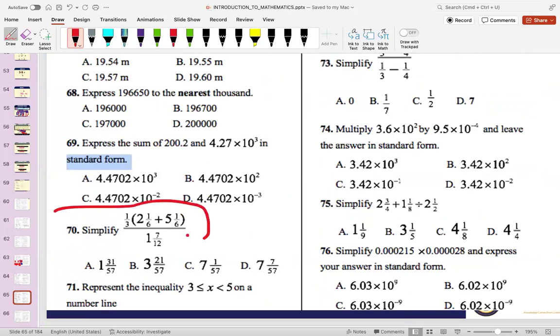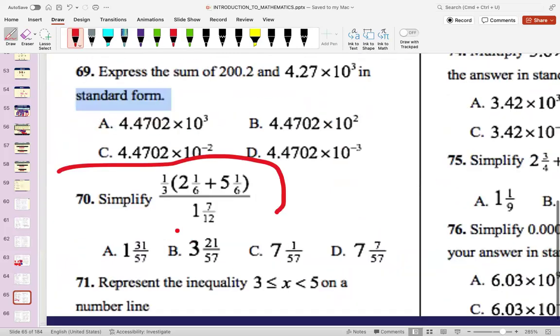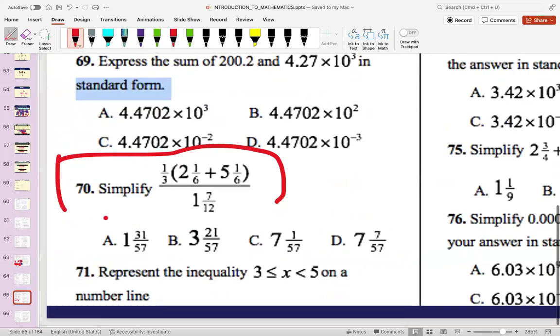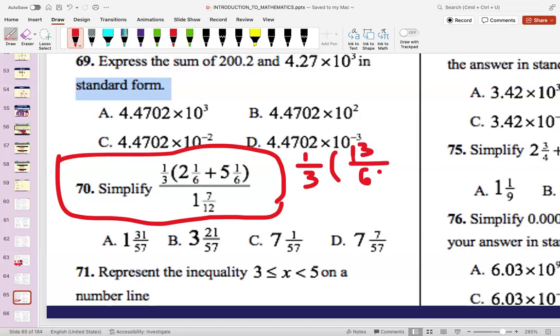So I'll pick another simplification question, number 70. So let's work this one and see whether we can find our answers within the options we have here. So you have 1/3. Then you change all mixed fractions into improper fractions. So 6 multiplied by 2, that is 12 plus 1, 13. So you have 13/6 plus 6 times 5 is 30 plus 1, 31 on 6.